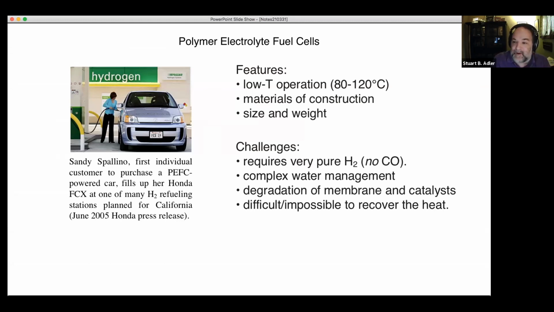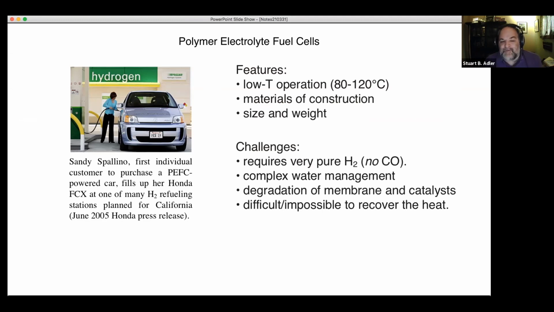Other issues include the degradation of the membrane and the catalysts over time. And then finally, another one, a sort of subtle issue but still a major issue nonetheless, is the difficulty or impossibility of recovering heat. As I mentioned on Monday, one way to think about a fuel cell is as a combustion process that produces electrical work in lieu of heat. So you're still producing heat, you're just not producing as much. Now you're producing electricity in addition to heat.